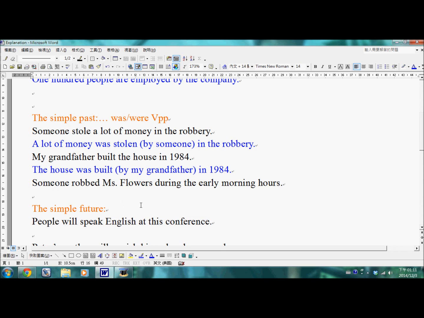Example number 3: someone robbed Miss Flowers during the early morning hours. Again, whoever robbed Miss Flowers is unknown to us, so we use the passive voice. Locate the verb. This is the object. Move the object to the front: Miss Flowers. It's a person, so was. Rob is a regular verb, so the verb past participle is still robbed. Miss Flowers was robbed. You can leave this information out completely, with or without by someone, during the early morning hours. Miss Flowers was robbed during the early morning hours.